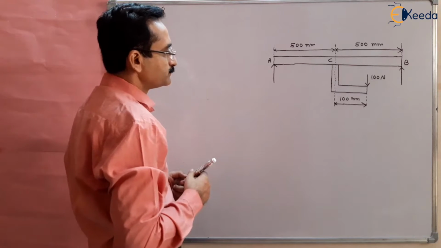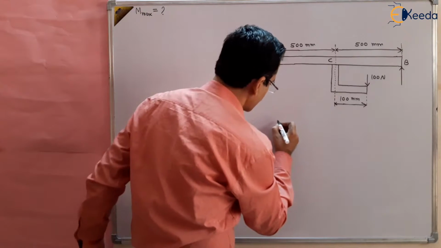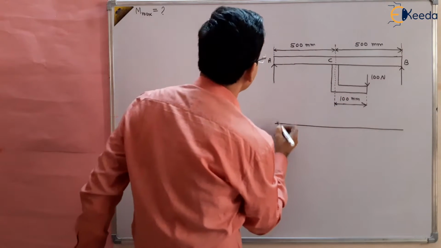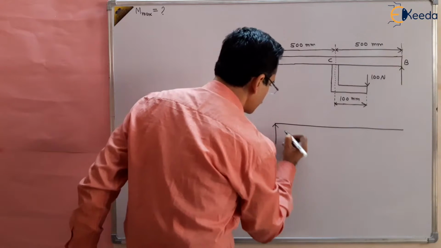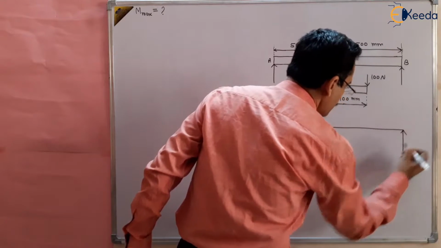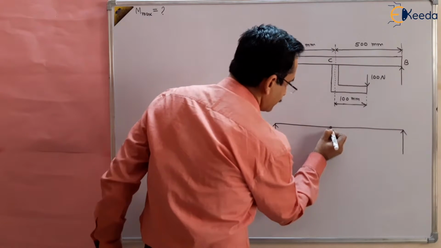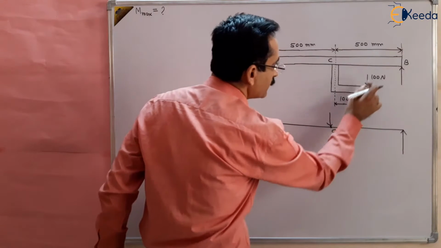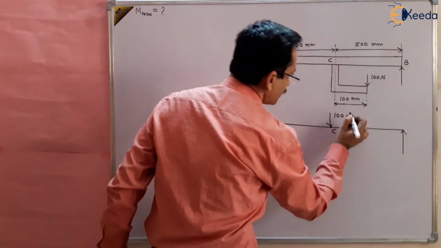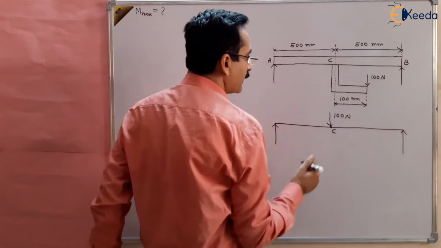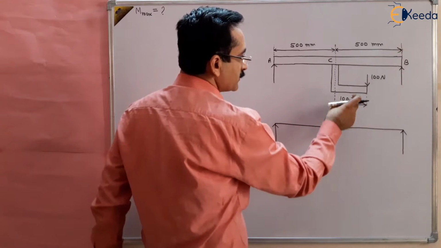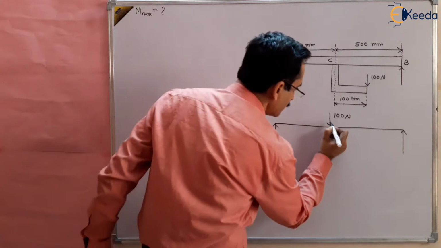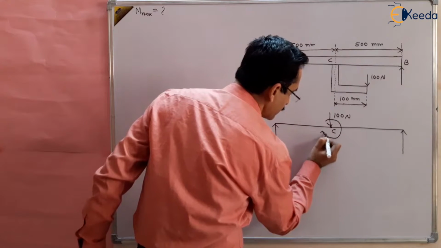So how can we solve this question? Let us make another beam of equivalent loading, a simply supported beam. There is a support here, another support here, and at point C there are two loads. One is the 100 Newton point load, and another is a bending moment due to this load, right? If I convert it into Newton meter, 100 multiplied by 0.1 is 10 Newton meter. So this is 10 Newton meter clockwise.